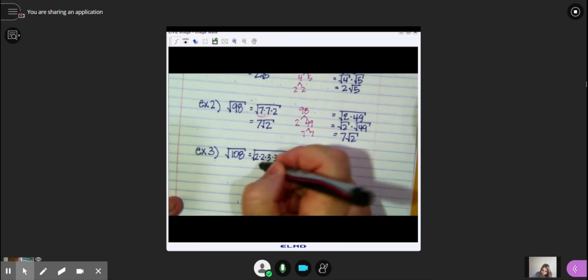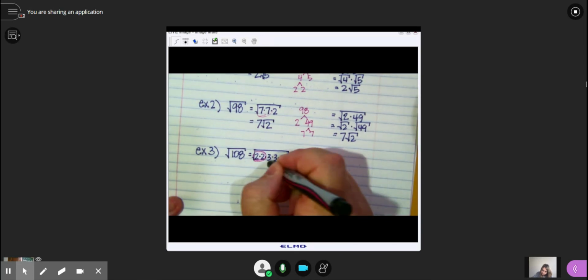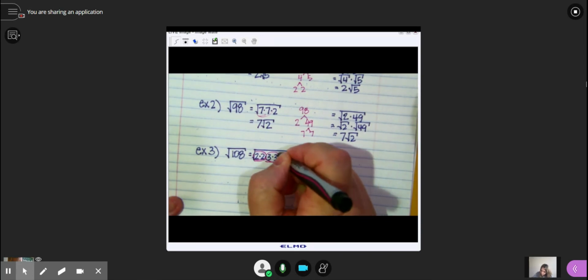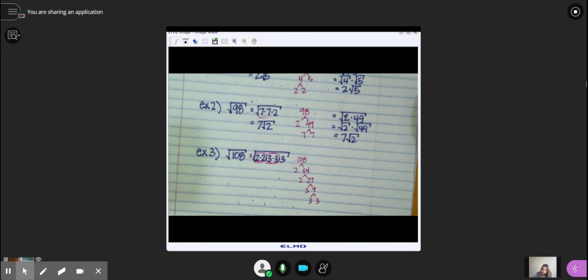All right, I have a pair of 2s, and I have a pair of 3s. This means that I can pull out a 2, and I can pull out a 3. This 3 does not have a pair, so it stays underneath the square root. 2 times 3 is 6 square roots of 3.